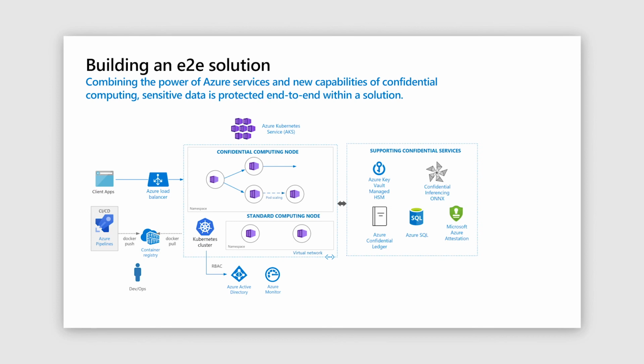So you can use your own client apps or your own CI/CD pipeline, use capabilities that you're really familiar with, such as Docker or AAD with RBAC capabilities, obviously Azure Monitor, and also use your standard computing nodes that you use today and mix and match with the confidential computing nodes and integrate with Azure Kubernetes Service where it makes sense. The other important thing here is because of all these services that we provide from Azure, you can decide which service makes sense for you as you're making your applications confidential.